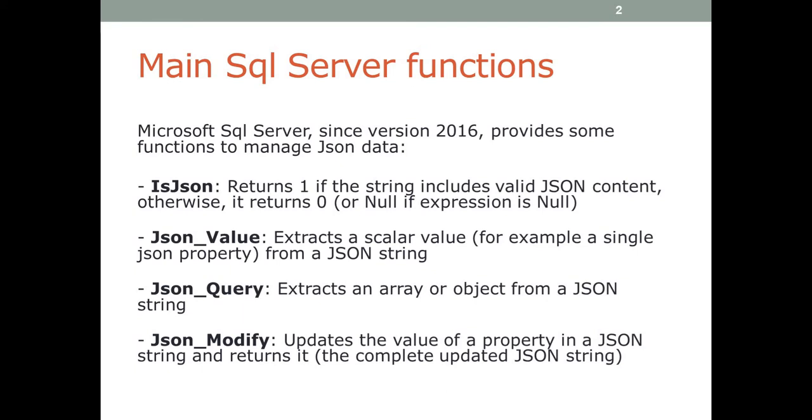The ISJSON is the function that checks if the string passed as parameter contains a valid JSON content. The second one is the JSON_VALUE that extracts a scalar value from a JSON string. The third is the JSON_QUERY that extracts an array or object from a JSON string. And the last one is the JSON_MODIFY that updates the value of a property in a JSON string and returns the complete updated JSON string.